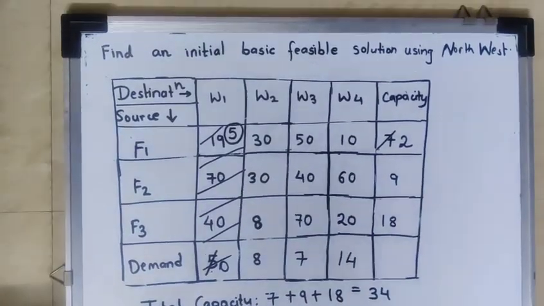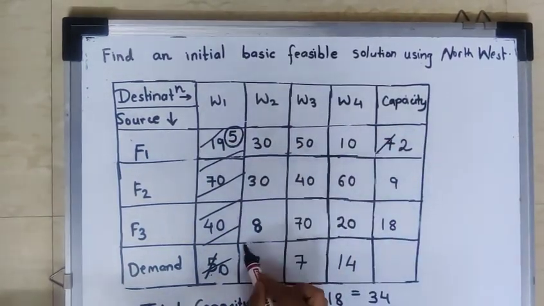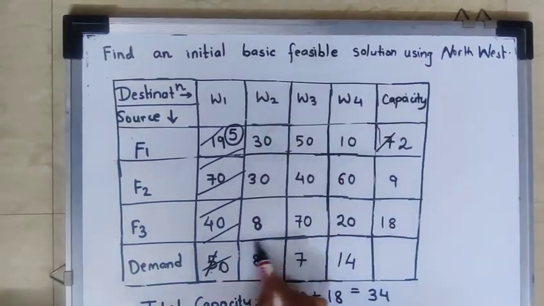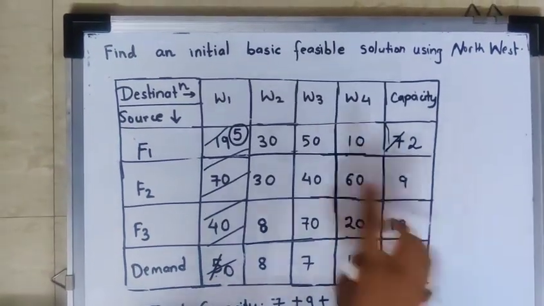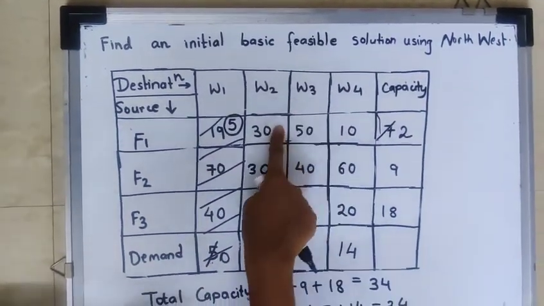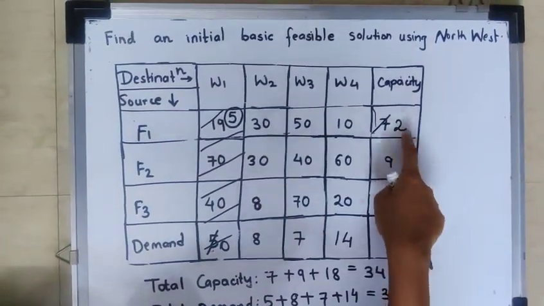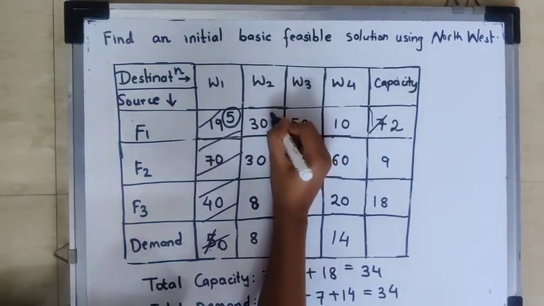Now, second step. We have made an allocation, and now we have to find the next northwest corner. So we are going to check only in this part. We are not going to check the capacity and demand. Now this is the topmost left cell. So we have two options again. We can allocate either 2 or 8. Whichever is the smallest number we will allocate. So we will allocate 2 over here.